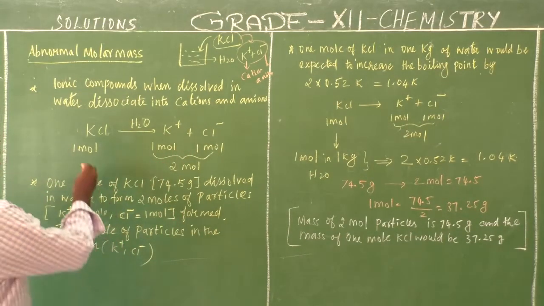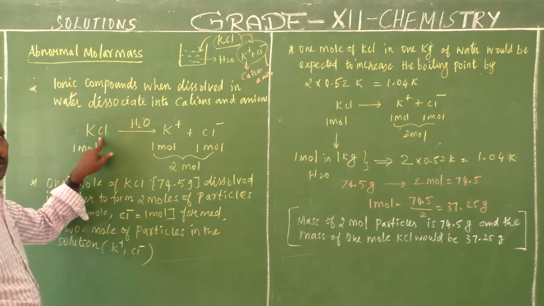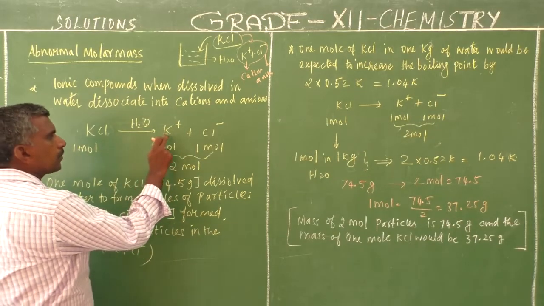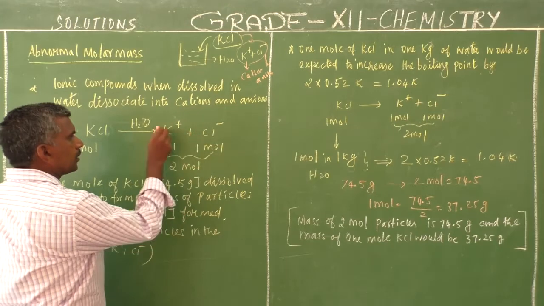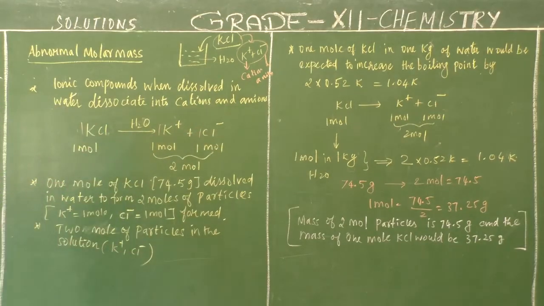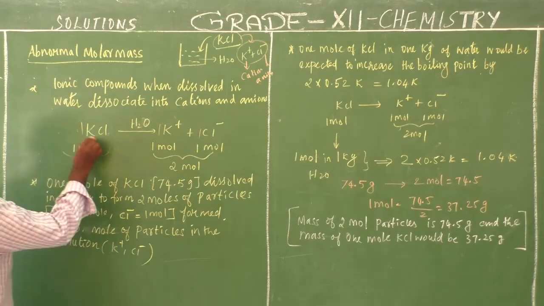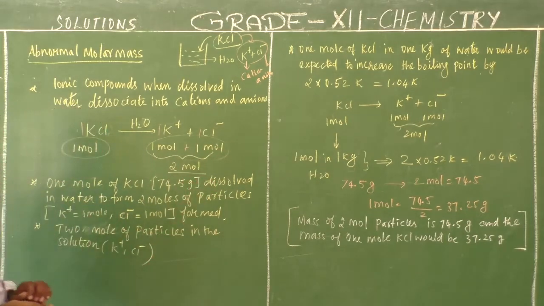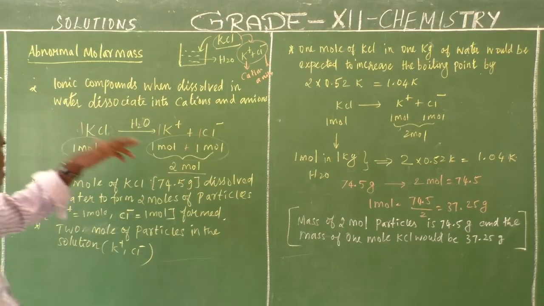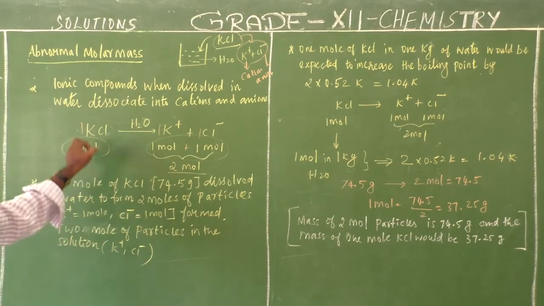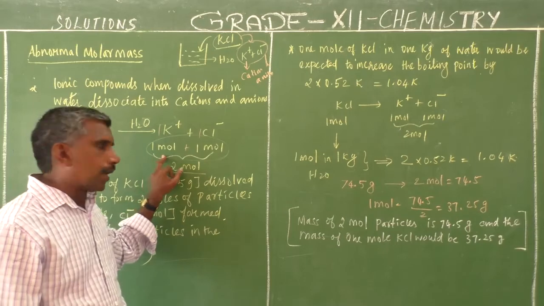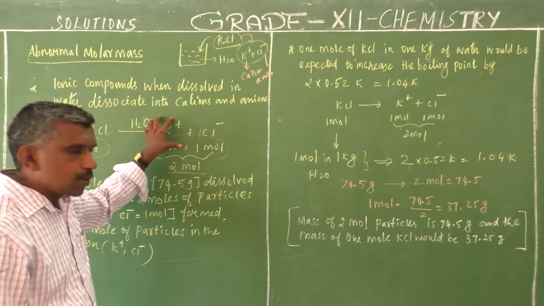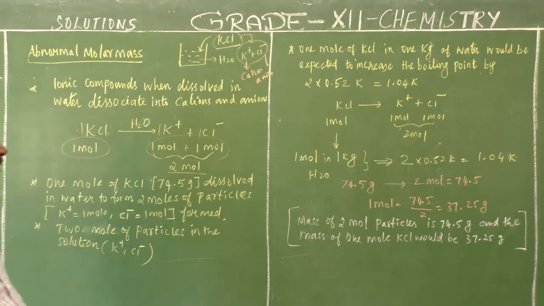Now, one mole of KCl, potassium chloride, dissolves in water to form 1 mole of K plus ion and 1 mole of Cl minus ion. So the reactant is 1 mole, and the product is 1 plus 1, that is 2 moles. So 1 mole of KCl dissolved in water forms 2 moles of ions: the positive cation and the Cl minus anion.